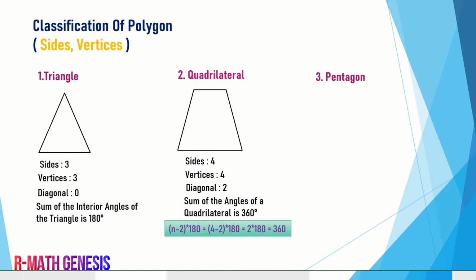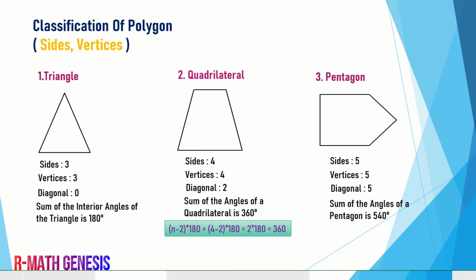Next comes the pentagon. A pentagon consists of how many sides? 5 sides. Good. The vertices are also 5. Can you guess the diagonals for a pentagon? We get the diagonals also as 5. And the sum of the interior angles of a pentagon? Using the same formula, (n minus 2) times 180, instead of n, if we put 5, it becomes (5 minus 2) times 180. 5 minus 2 is 3, and 3 times 180 is 540. So the angle sum of a pentagon is 540, calculated using the same formula, (n minus 2) times 180.